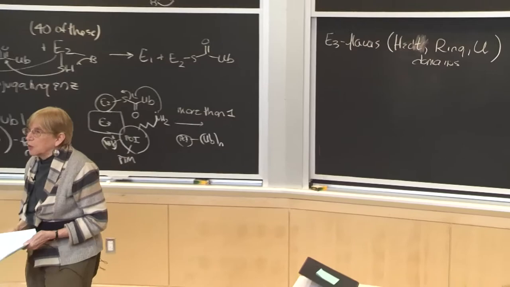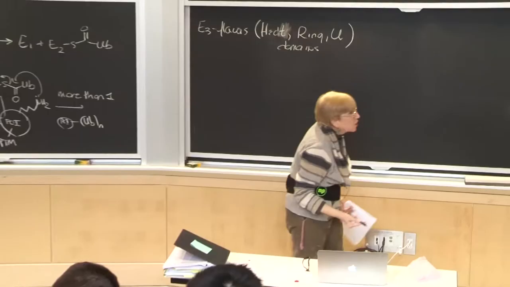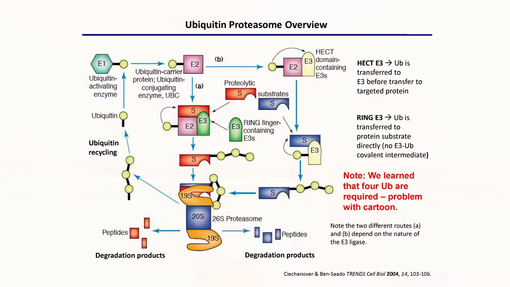So again, this is something I don't expect you to remember the details of, but this is what you can imagine happening. In the cartoon over here, this is what I just described: we have an E2 that has this little ball as the ubiquitin. Here's our protein of interest, S. And what happens is E2 is attaching ubiquitin to the protein of interest. So that's one possibility. In this case, the transfer is directly from E2, and that's what the ones that have been studied, the RING finger containing domains, do.